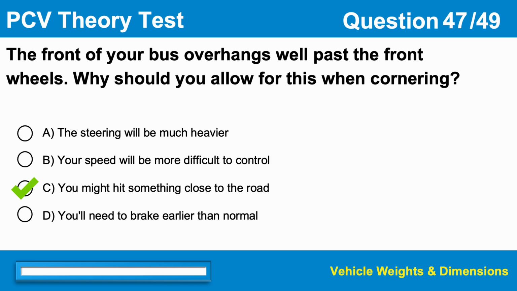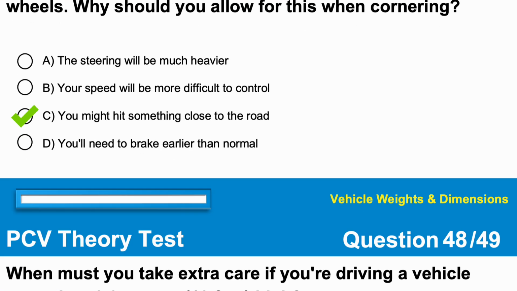The correct answer is C. The front of a bus or coach often extends well beyond the front wheels. Make allowances for this when turning. Try to avoid overhanging the pavement where possible, but if you have to do this, look out for fences, posts, traffic signs, etc. Be especially careful where pedestrians are present, for example in bus stations.